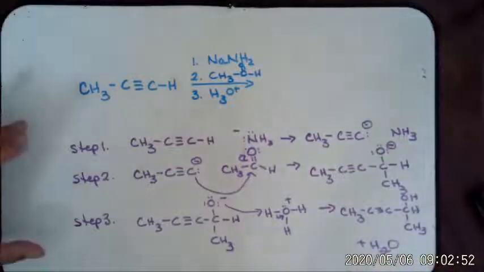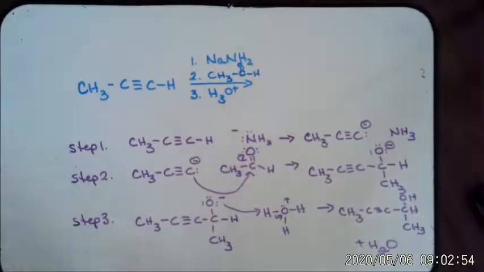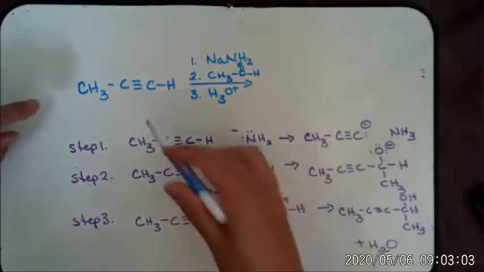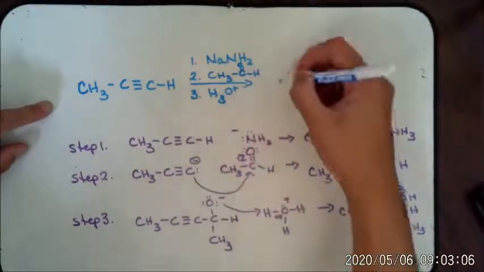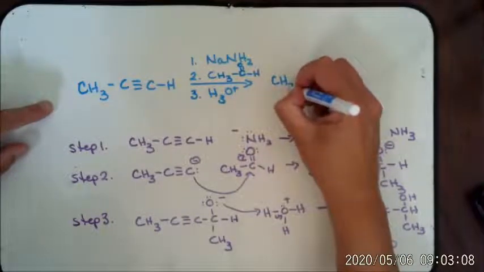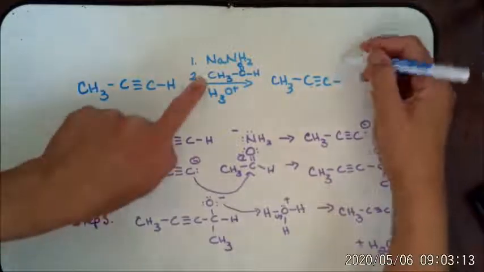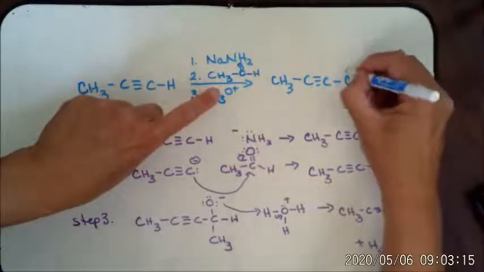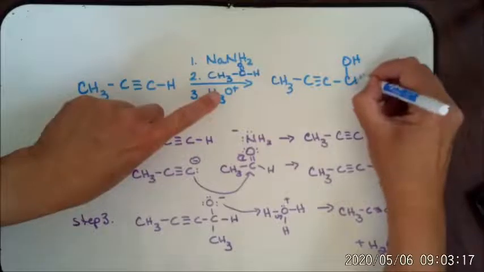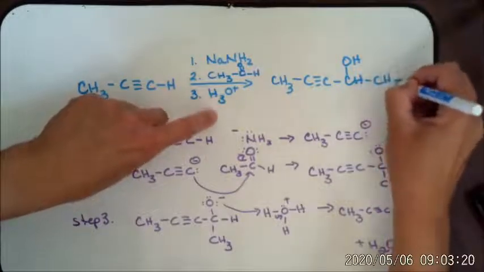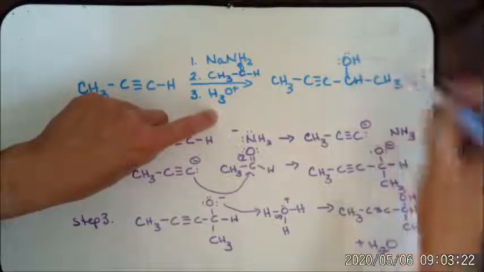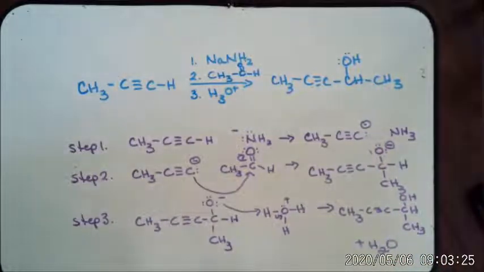Okay, now do you have to show all these 3 steps, the mechanism, in order for you to write down your product? No, but what I like to do is show you what each of the steps are. So you can read this and say, oh, that's what's going to happen. So then I would get CH3, C triple bond C, C, OH, H, CH3, and you would be able to just write down your product.